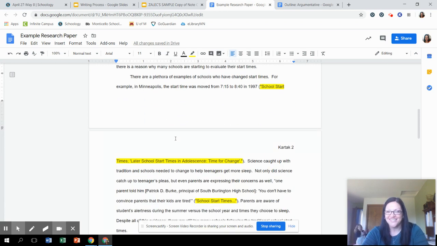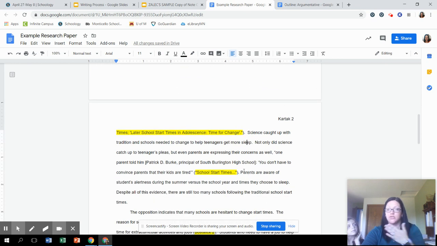Then I have my next body paragraph. So my next body paragraph, still have another topic sentence. Now, in my second source, it has only the title. And the title is really, really long. So with that first one, with a really long title, I use the full title.